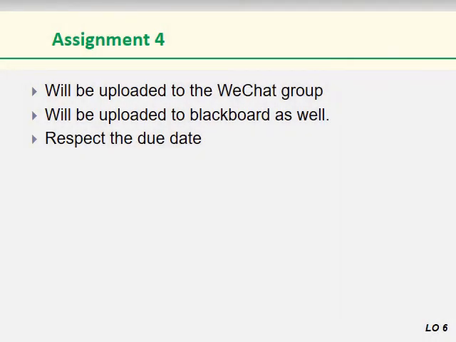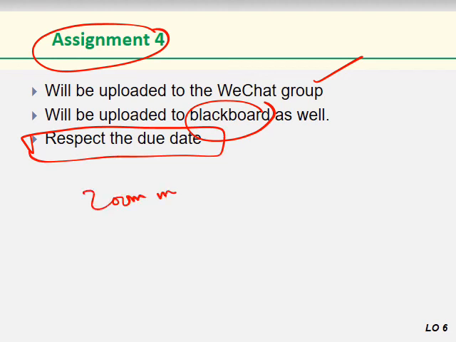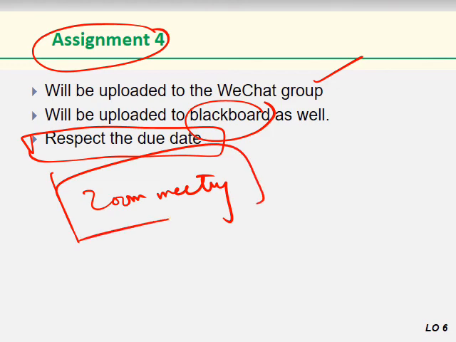So we have successfully answered all our learning objectives, and we have finished our chapter, internal control and cash. So I will be uploading assignment 4 on our WeChat group and our Blackboard forum as well. So kindly respect the due date. We also will be having our Zoom meeting. So in our next lecture, hopefully we can have our midterm.